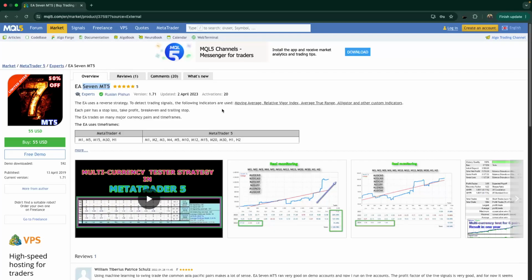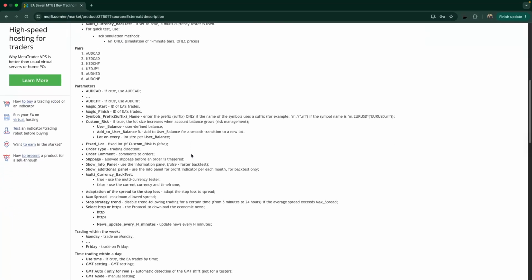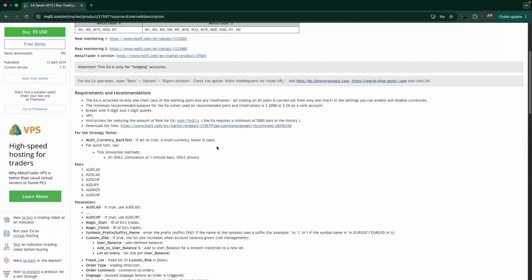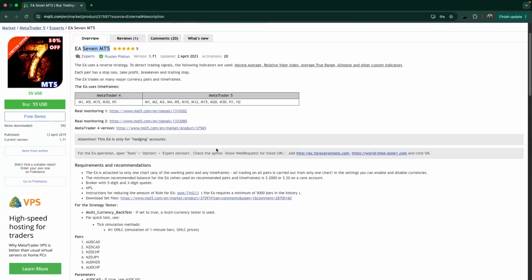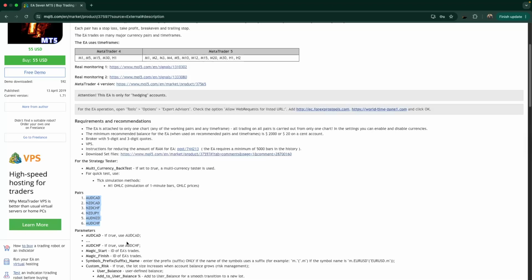It's totally worth it. Now, as I was saying, this expert advisor goes for $55 US, and it runs everything from a single chart, handling multiple pairs like AUDCAD, NZDCAD, NZDCHF, NZDUSD, and AUDCHF. Basically, these are the pairs, but it runs all of them from one chart.